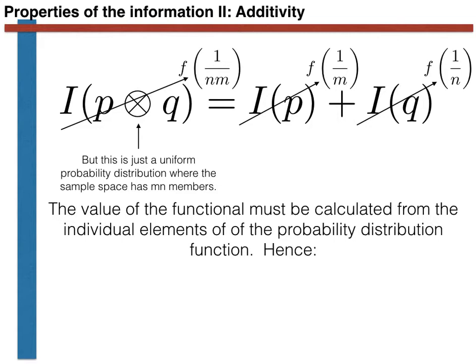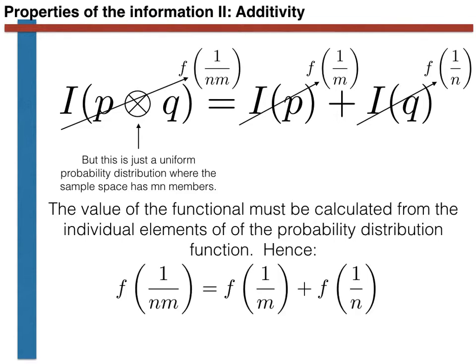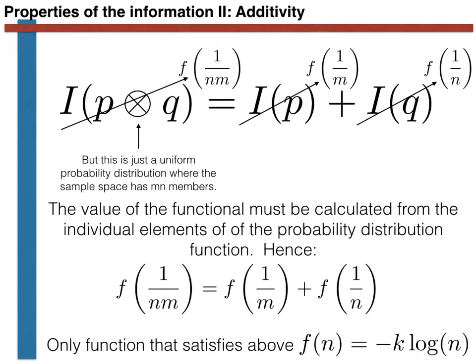We thus have from the additivity property that the information is some function f for which f of 1 over n times m is equal to the sum of f evaluated for 1 over n and f evaluated for 1 over m. The only function that satisfies this equality is the logarithm. We can thus write that for a uniform distribution, the information is given by minus k log n, where n is the number of elements in the sample space.